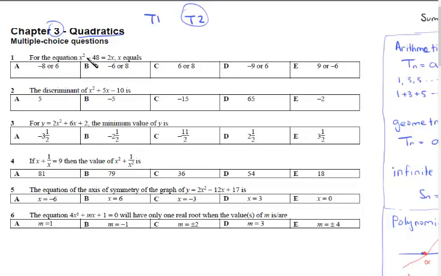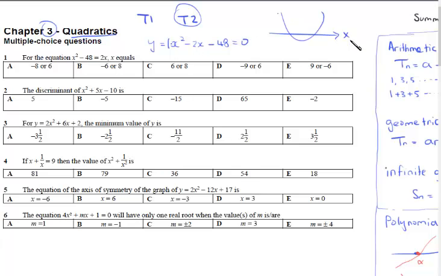For the equation x squared minus 48 equals 2x, what must x be so that this side equals this side? We can move this one to the other side, so we get x squared minus 2x minus 48 equals 0. You can let this equal y, and y is equal to 0. This is definitely a smiley face quadratic instead of a frown, because the coefficient is 1, which is positive. They're looking for the value of x for which the y value is 0. As soon as I move this to this side, I must have 0, so this quadratic has to equal 0.